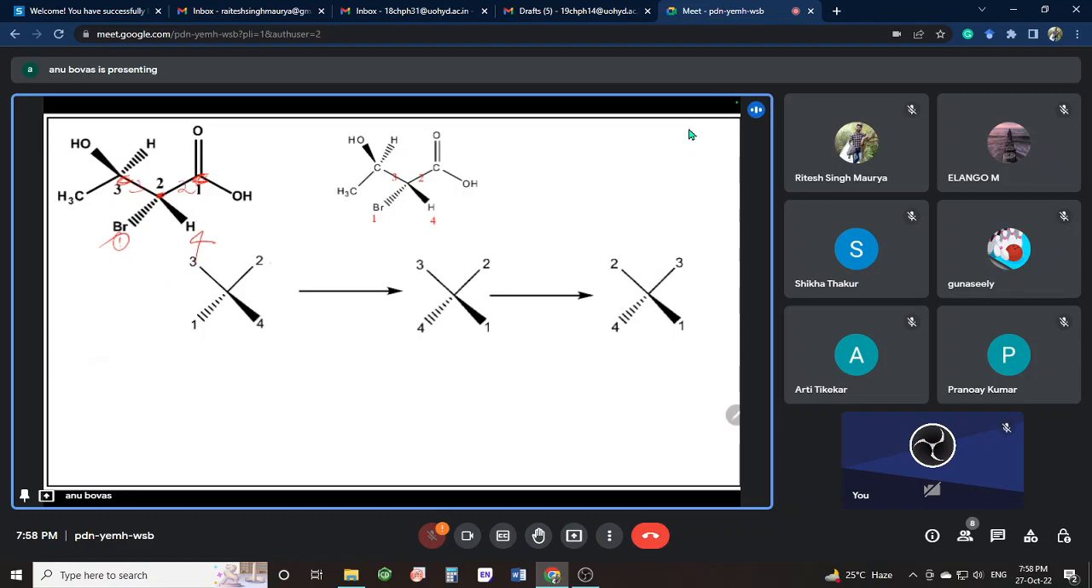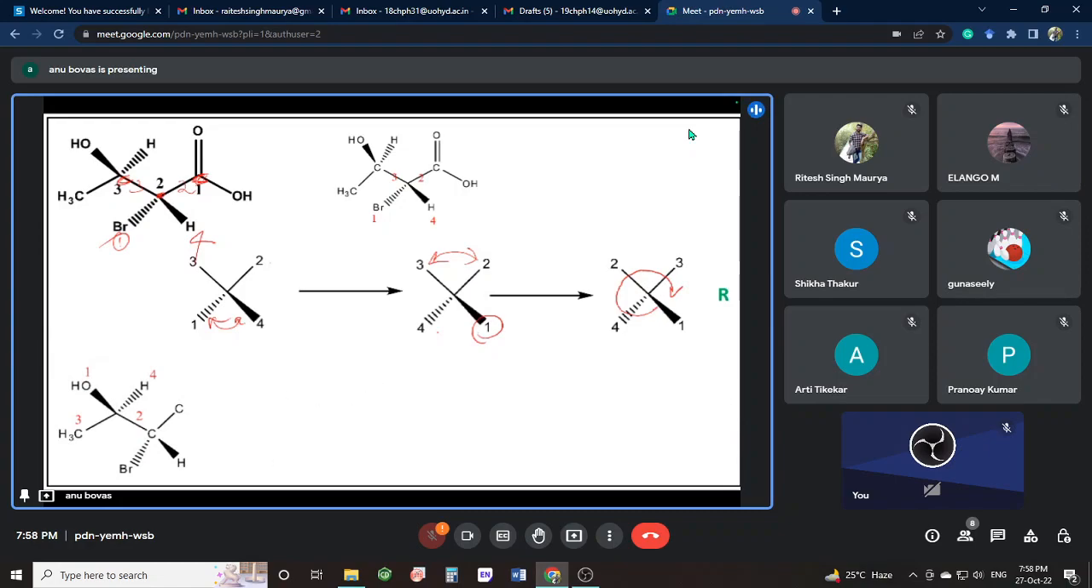So what is the next step? 4 is pointing towards us, so we have to interchange in a way that 4 will point away from us. So I have interchanged between 1 and 4: 4 comes here, 1 came here. Now an even number of interchanges is needed, so we have to interchange between 2 and 3. Now we just have to draw starting from 1, 2, 3. So it is clockwise direction and hence the configuration is R.